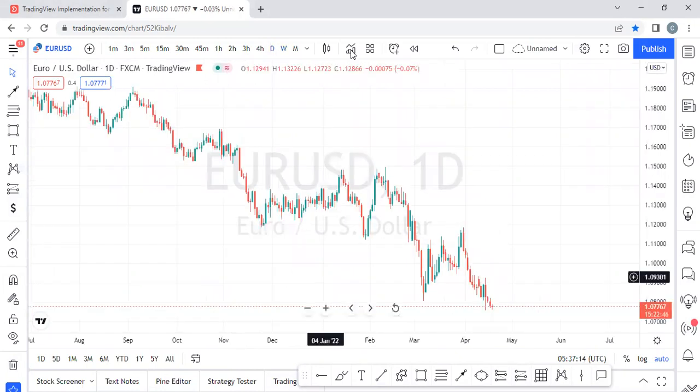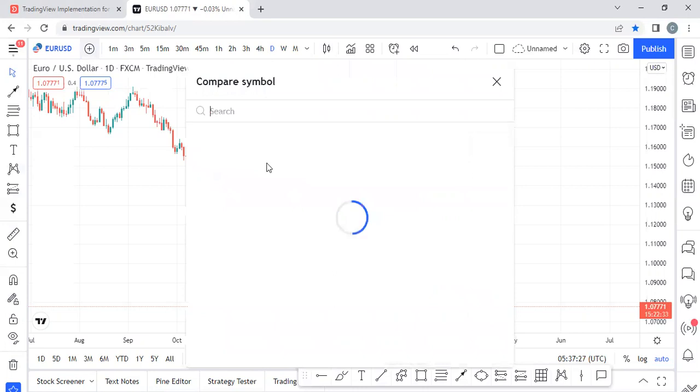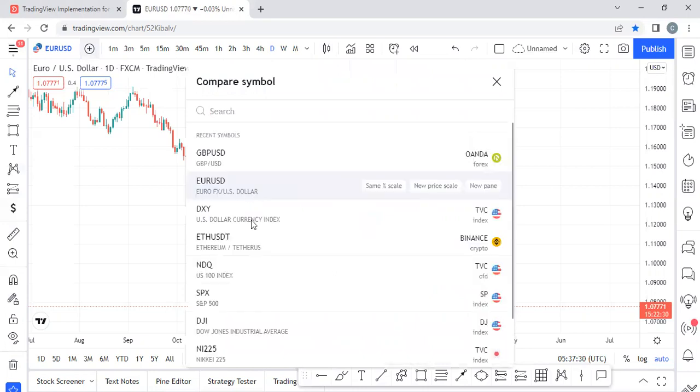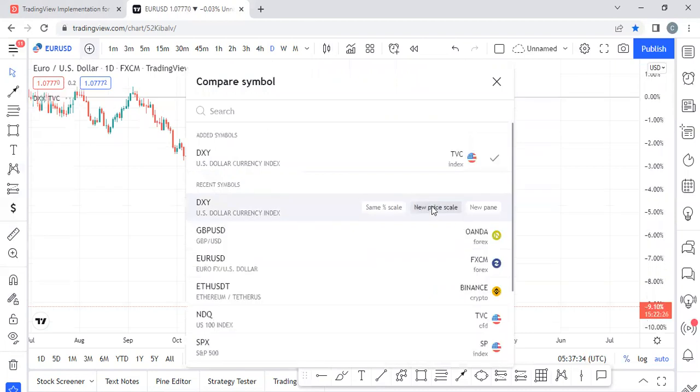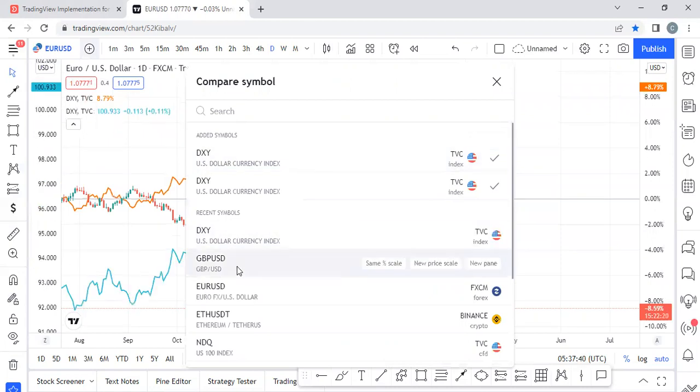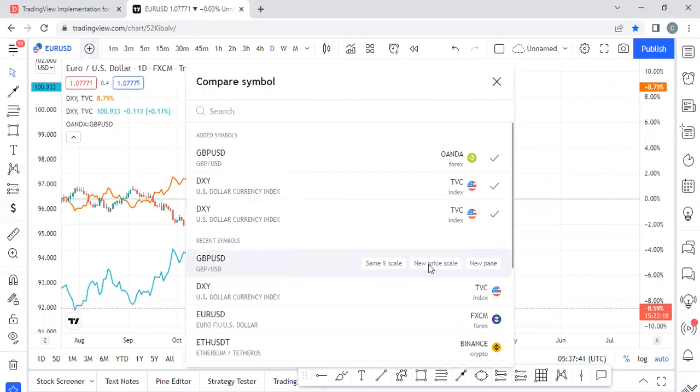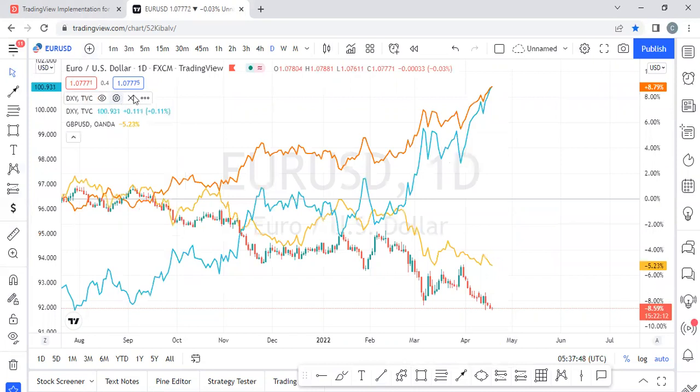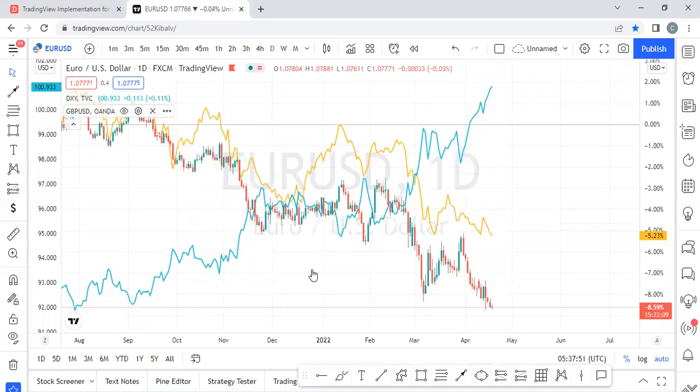But before that, let me compare this with DXY and GU. Give me a moment. Some kind of comparison, to see if there's any divergence. This is the DXY price scale, so you can compare with it. Done. Give me a moment.